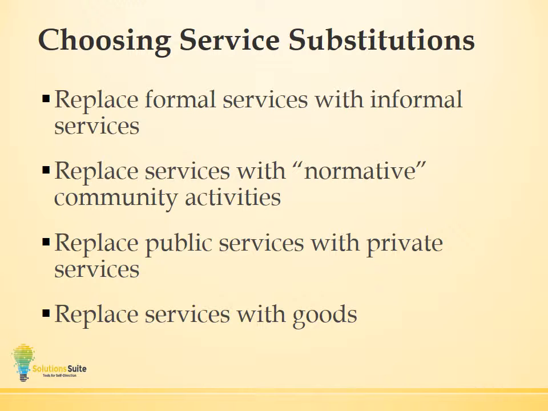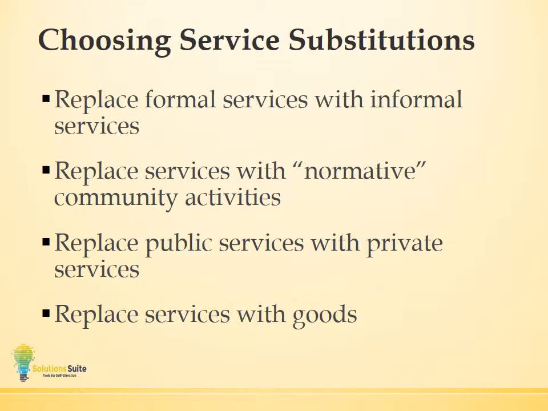A second type of substitution involves replacing a regular mental health service with a normative community activity. An example of this would be purchasing a gym membership instead of attending an exercise class run at a person's community mental health center. A third kind of substitution is to replace public services with private ones.